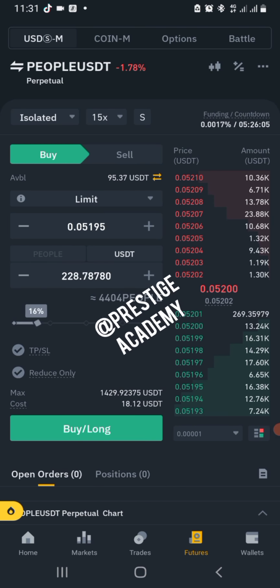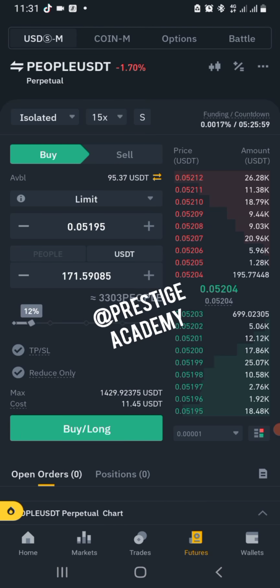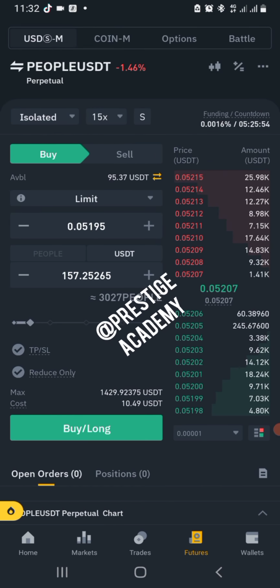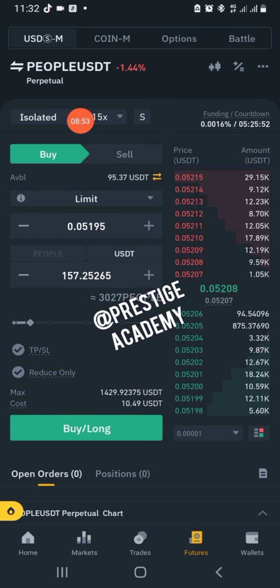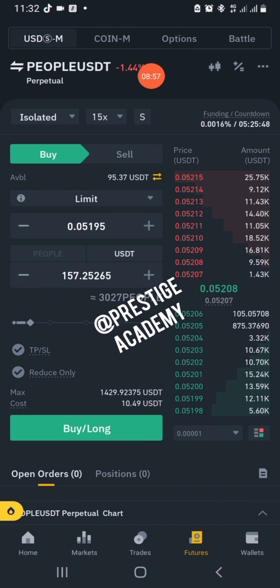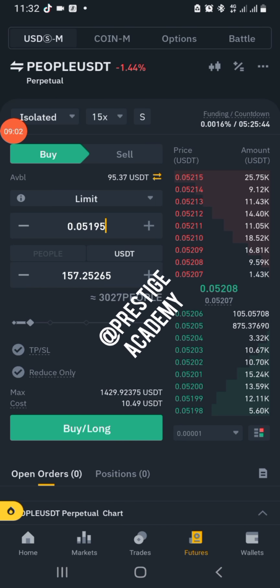Now the next thing we have to do is set how many percent of our portfolio we want to use and enter. Let's say we want to use just $10, and we are using 15x leverage. I'm going to be explaining more on how to know the best leverage to use on a trade on the academy, so you need to be there.